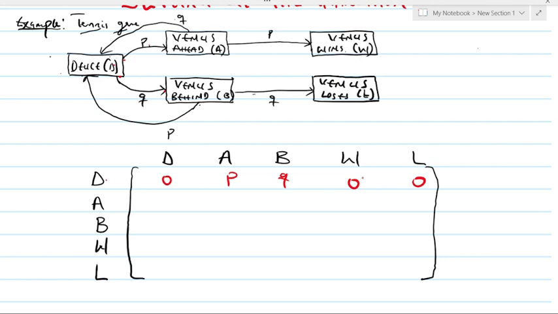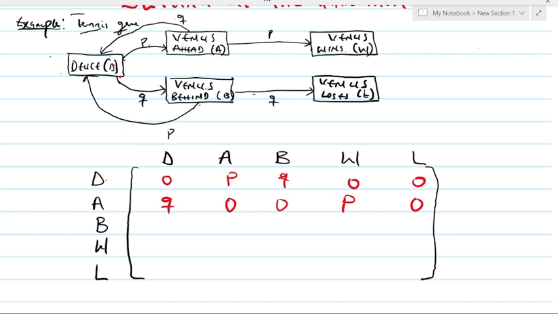So let's check the next one. From A back to D, that is Q. From A to A, that is 0. From A to B, that is 0. From A to W, that is P. And from A to L, we have 0 also.